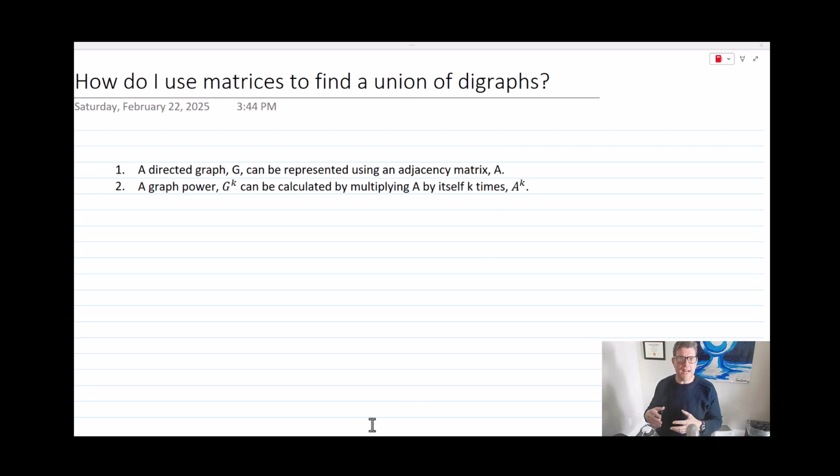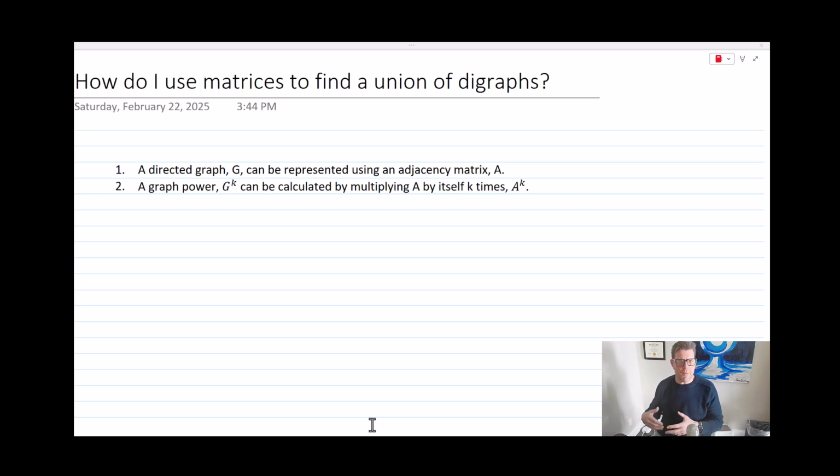What we're going to take a look at today is how we utilize matrices in order to understand the unions of digraphs. In particular, we're going to calculate the transitive closure of a digraph utilizing this matrix addition.